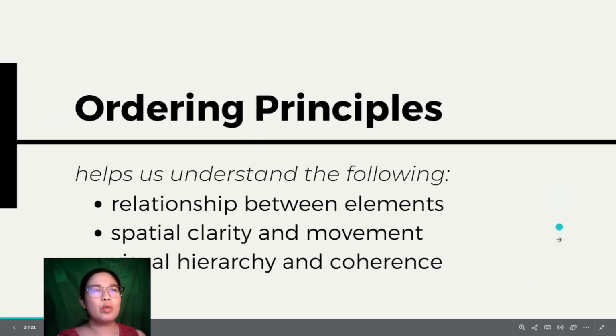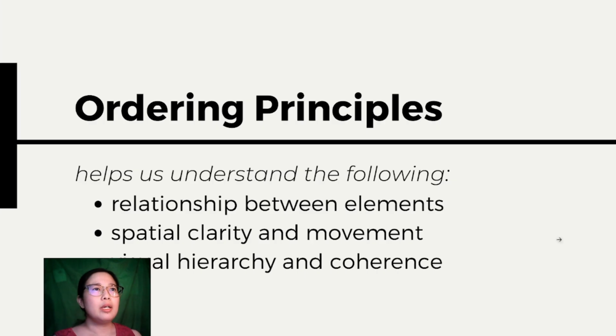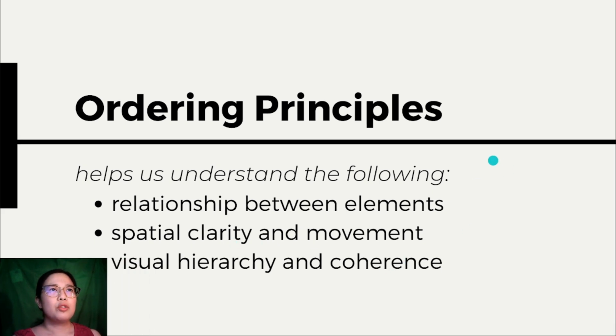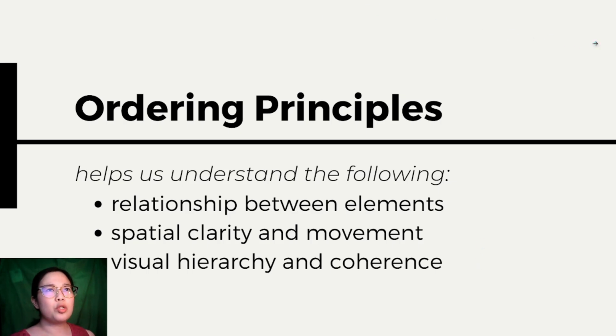So first, what are the ordering principles? Una, it helps us understand the following. Remember, in Theory of Architecture, we are supposed to be able to explain and rationalize why a certain building is designed a certain way. So, the purpose of ordering principles is first to help us understand the relationship between the elements. Second, spatial clarity and movement, and then visual hierarchy and coherence.